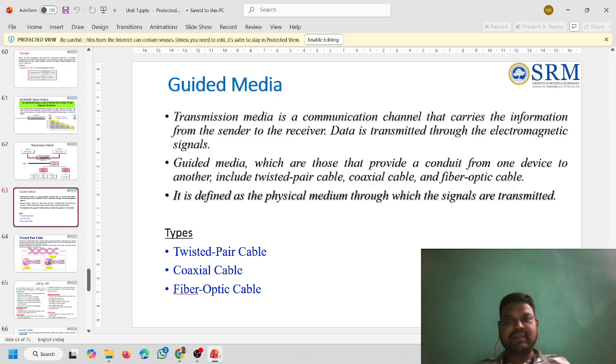Take the electrical cable connecting the switch and light, or switch and fan. There is a dedicated medium to transmit the current or voltage from the switchboard to the electrical appliances. So it is defined as the physical medium through which the signals are transmitted. The loss of signal is pretty much low when compared to unguided media. Some well-known types of guided media are twisted pair cable, coaxial cable, and fiber optic cable.